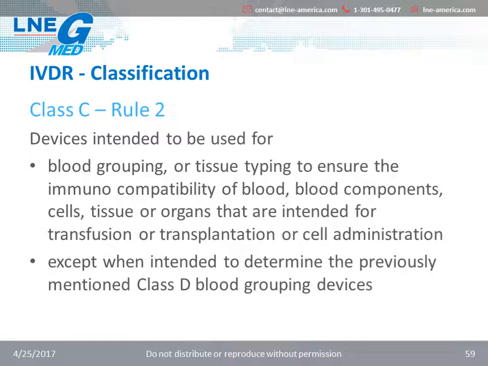Class C devices under Rule 2 are devices intended to be used for blood grouping or tissue typing to ensure the immunocompatibility of blood, blood components, cells, tissue, or organs that are intended for transfusion or transplantation or cell administration. And the exception for this is when it's intended to determine the previously mentioned Class D blood grouping devices.